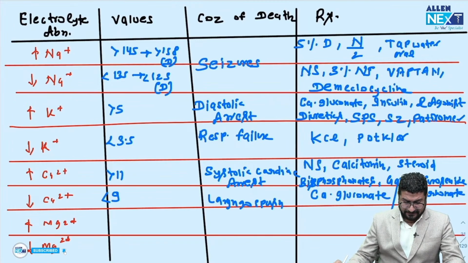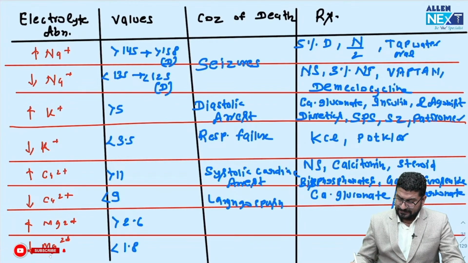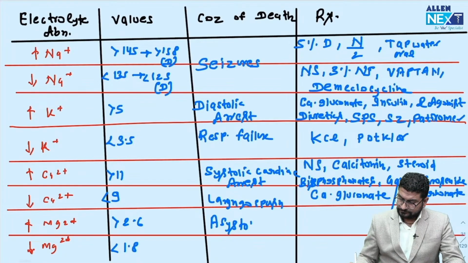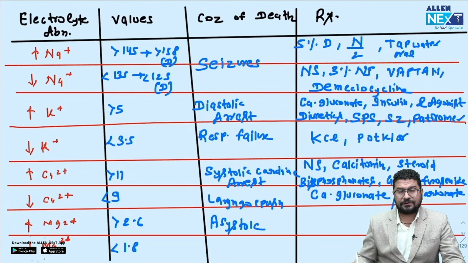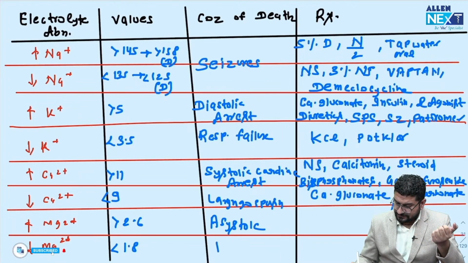Coming to hypermagnesemia, so understand hypermagnesemia. We call it hypermagnesemia when the magnesium value is more than 2.6, and hypo when values are less than 1.8. In case of hypermagnesemia, the cause of death will be asystole. And in case of hypomagnesemia, the cause of death will be due to torsades de pointes. That's a type of ventricular arrhythmia. So the cause of death will be torsades.